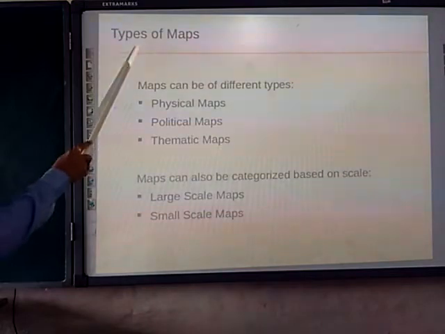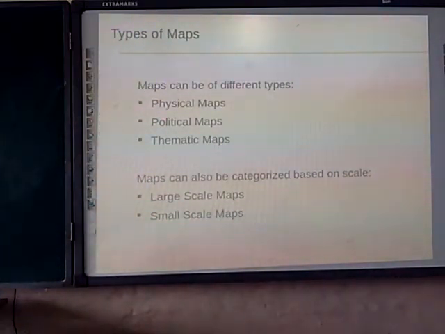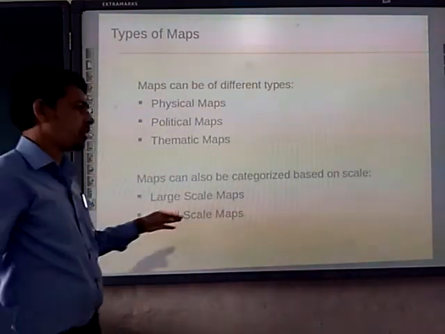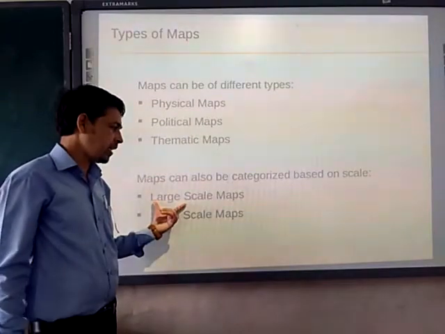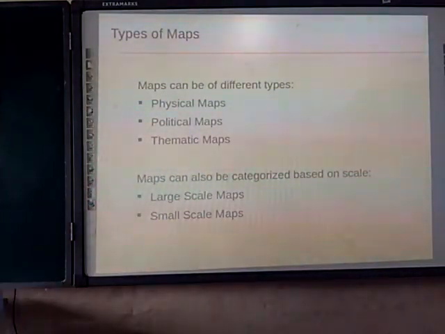Now we are going to see the types of map. Please copy down. There are 3 types of map. Right? So we are going to have a discussion on these types of map. Physical map, political map, thematic maps. Maps can also be categorized on the basis of scale. There are large scale maps and small scale maps. First we will see the types of map.